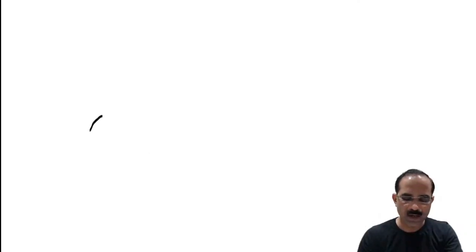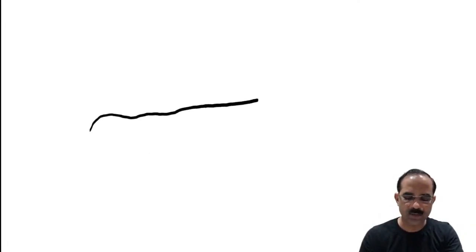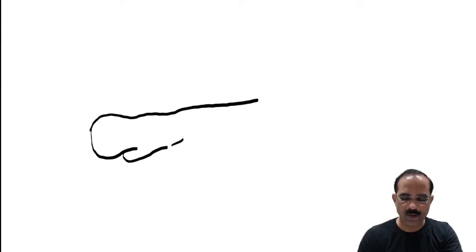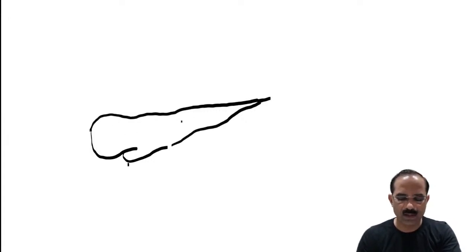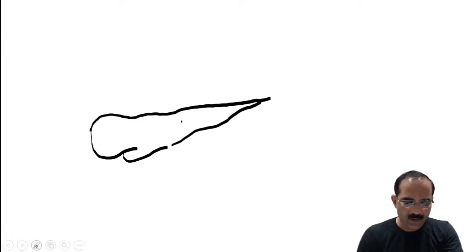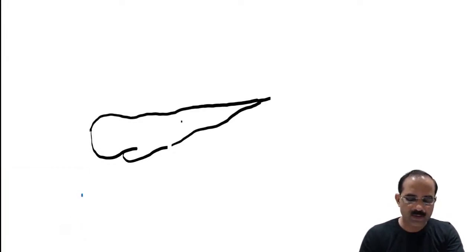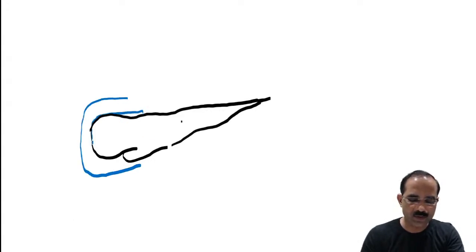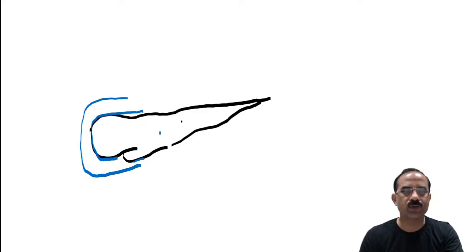Look, this is the head of the pancreas, that's the neck, that's the body, and the tail of the pancreas. What is this part of the pancreas? That's the uncinate process of the pancreas. Clear? So that's the head, neck, body, and tail, and that's the uncinate process. Now this pancreas is entirely surrounded by what? That's the duodenum: the first part, the second part, and the third part of the duodenum.